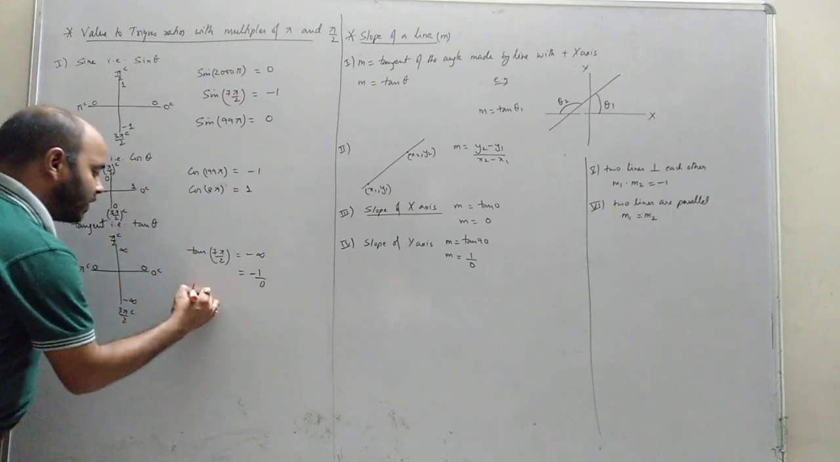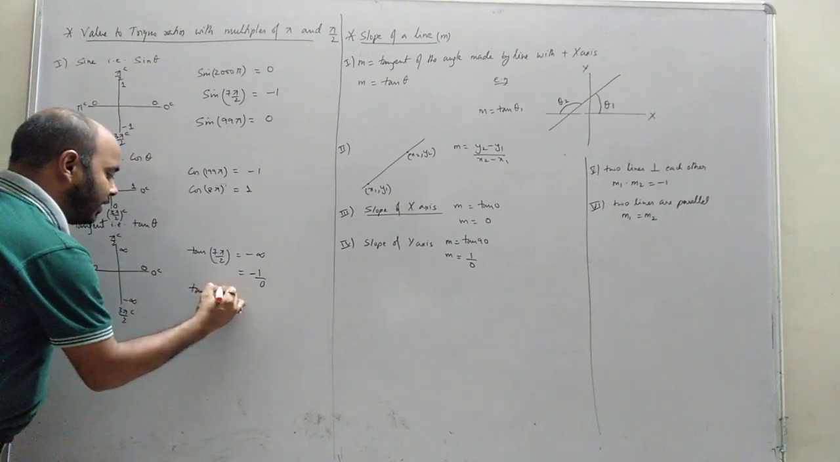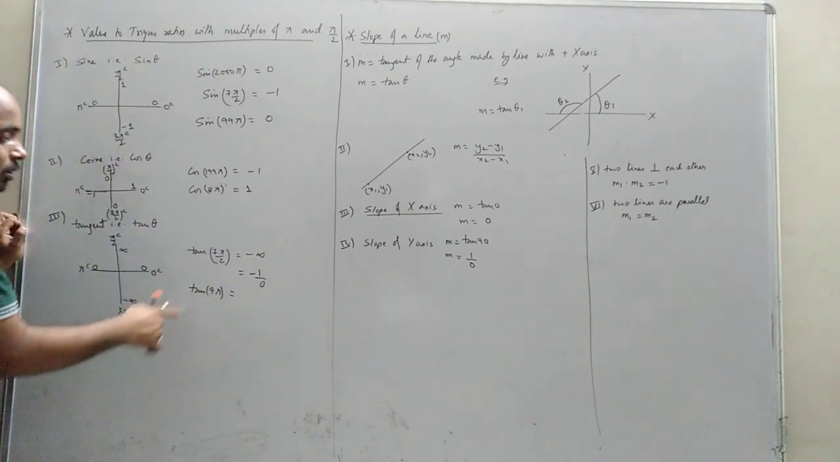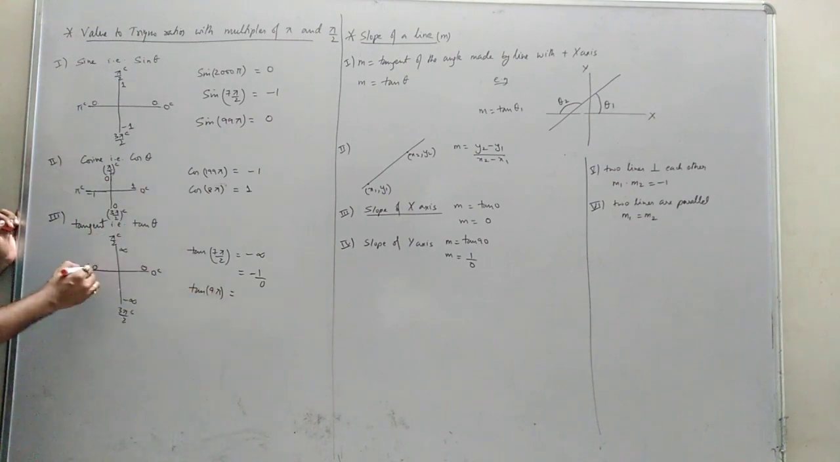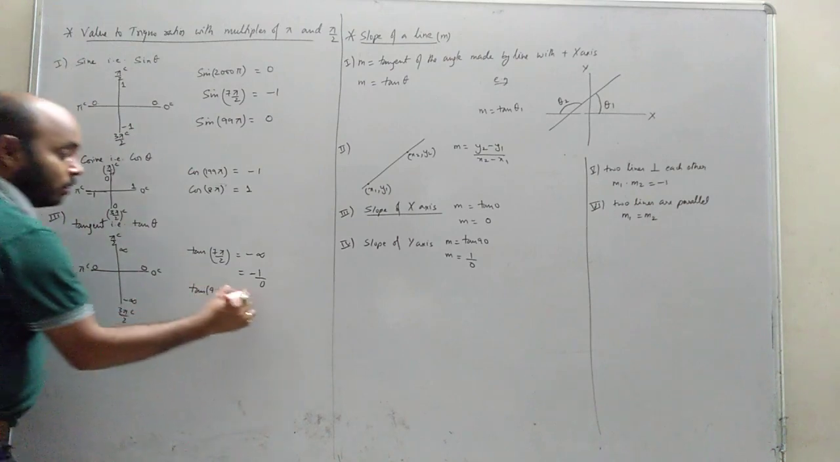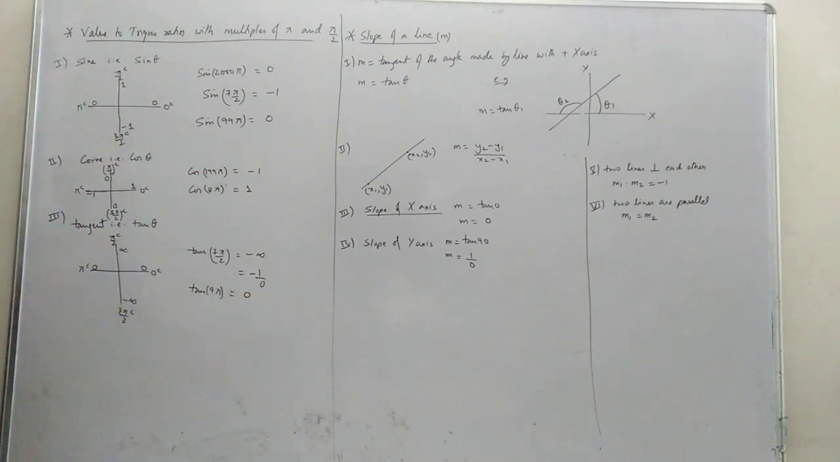Similarly, if someone asks, what is tan 9 pi? So for tan 9 pi, odd pi lies here. Okay, class, odd pi, what is the value? 0. So its value is 0.